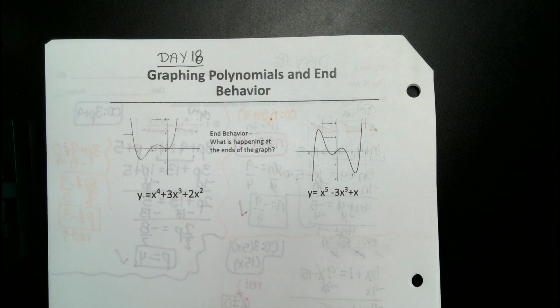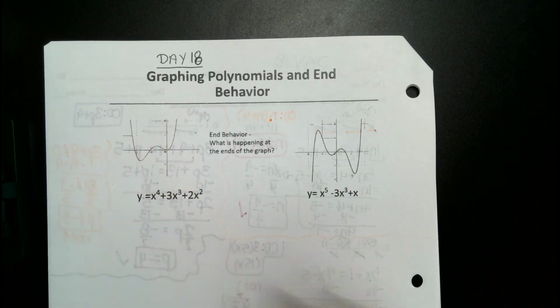Polynomials and end behavior. The good news is if you are required to graph any of these today, you're basically just going to be doing sketches. When I look for a sketch, to give you full credit, you'll need the x-intercepts, where it crosses the x-axis, which I'll show you how to find, and the direction of the graph.